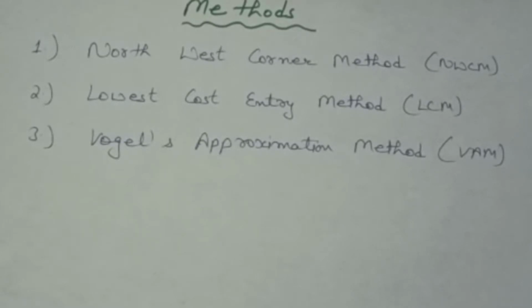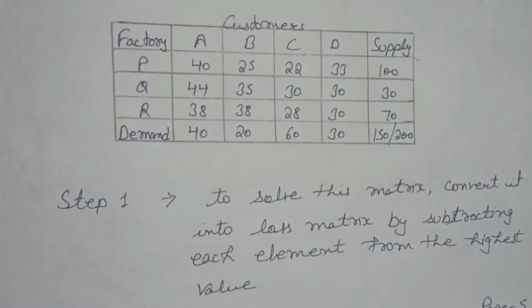The first method is the northwest corner method, the second is the lowest cost entry method, and the third is Vogel's approximation method. Students, I will tell you the last method, the third method, Vogel's approximation method. It is the most commonly used method. Now we will learn how to solve a maximization problem with this example. In this matrix, we have to maximize the profit.